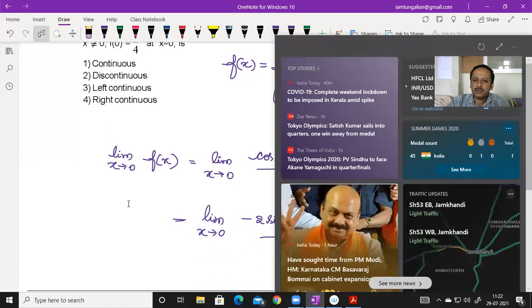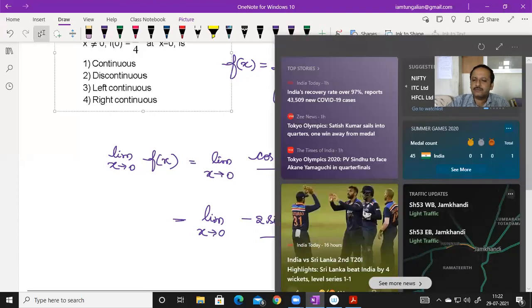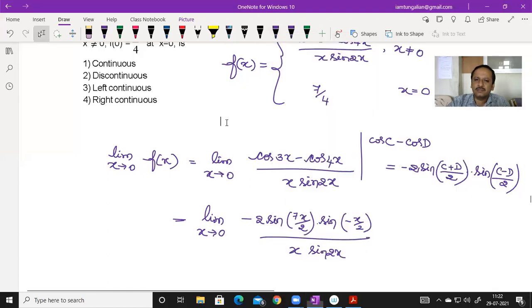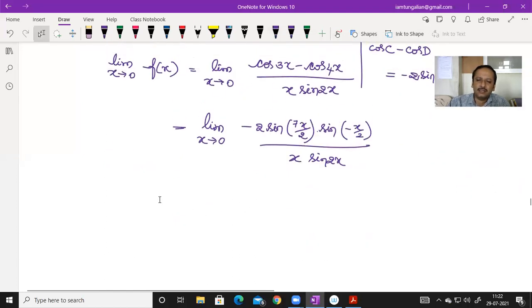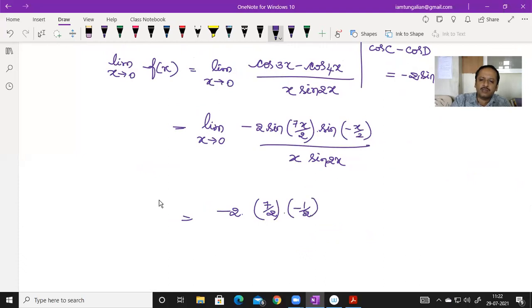So now you can directly write. This is equal to, here the answer will be minus 2 into 7 by 2 into minus 1 by 2, divided by 1 into 2. So this is equal to 7 by 4. Here minus 2 gets cancelled, and 7 by 2 will give you 7 by 4. I think you have understood that. From where did I get this?